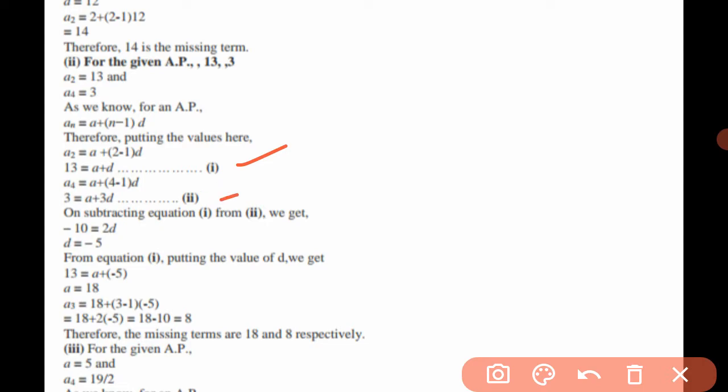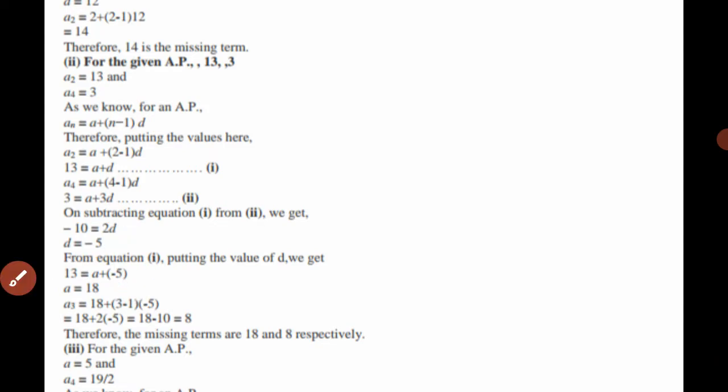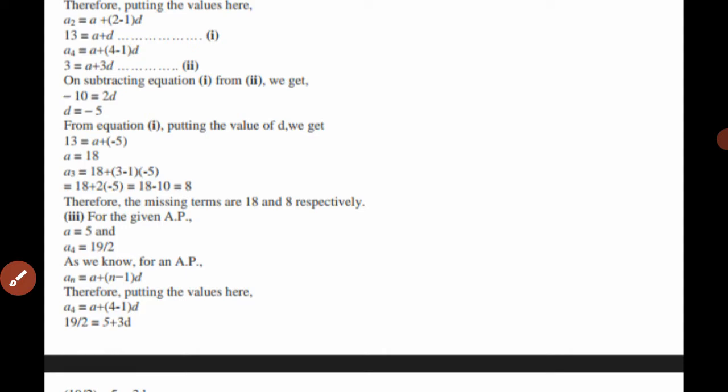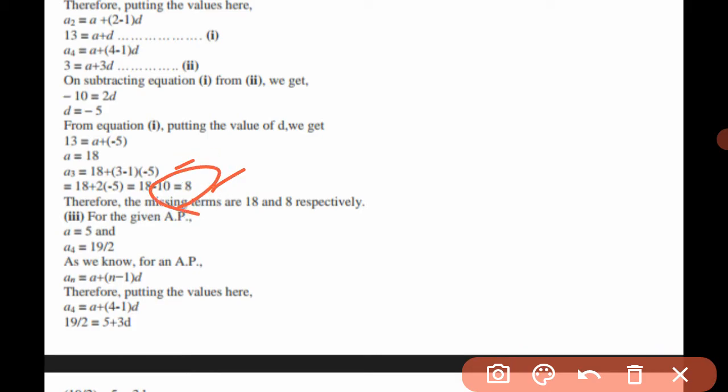Now with the help of linear pair in two variables, we can solve equations 1 and 2 and we will find the value of the common difference d and the value of a. So d will be minus 5 and a will be 18. So by putting the values in the formula, a3 equals a plus (n minus 1), or (3 minus 1) into 5, we can find its value, that will be 8. So the value of a3 will be 8.